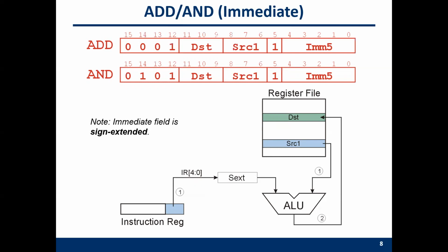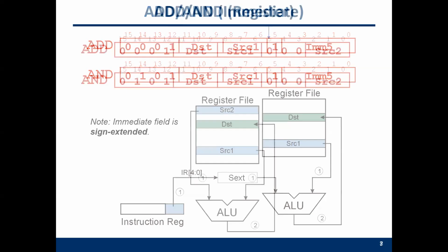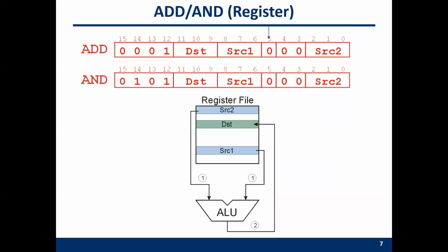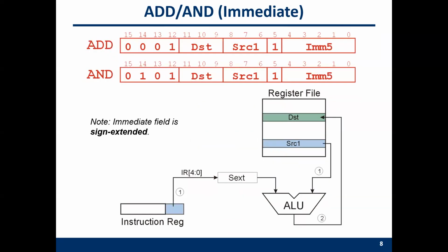By reading this bit 5, the CPU can understand whether it's an immediate instruction or a register-based instruction. So you can see in these 2 figures, the only difference is the bit 5. By bit 5, they can distinguish whether the least significant bits indicate an immediate value or a register.